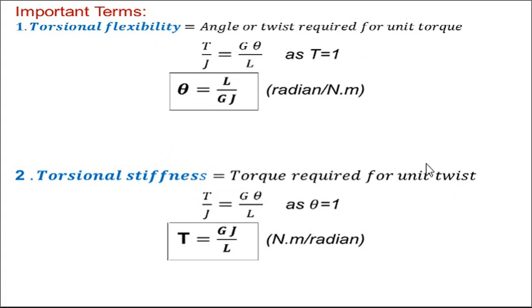Unit twist means that the theta value you have to take here is equal to 1, and we use the same equation, just putting the value of theta equal to 1. So we get the required torque for the unit twist, and T, that torque, is equal to GJ divided by L. G is the modulus of rigidity or section modulus, J is the polar moment of inertia about the ZZ axis, and capital L is the length of the shaft. The torsional stiffness is in Newton meter per radian.